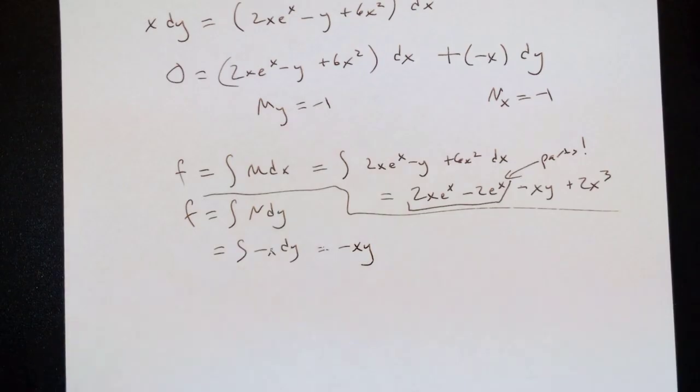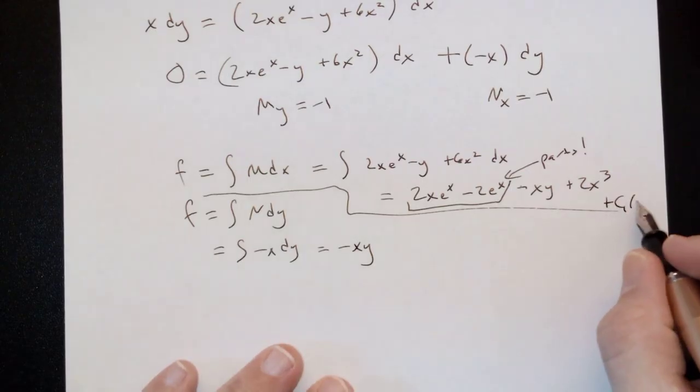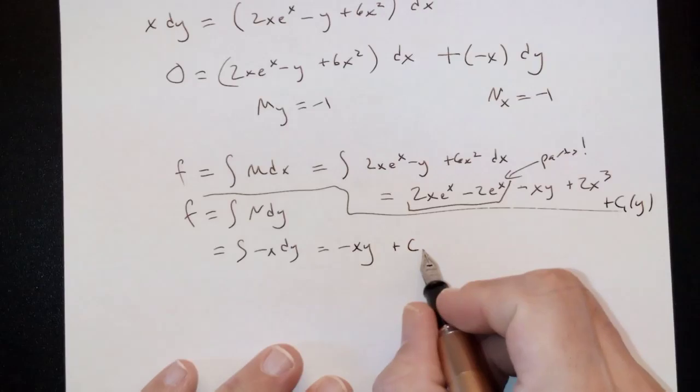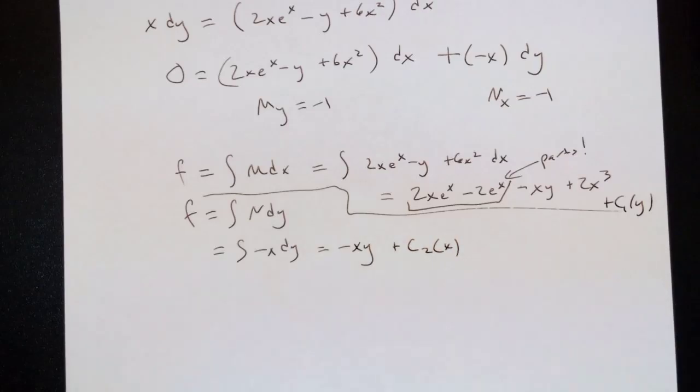Now I realized as I was writing down that second integral, I forgot something up here on this line, and I forgot it down here as well. What's missing? My plus c's. So up here, there should be a plus c1 of y, and down here, there should be a plus c2 of x. Does everything have a place to go or a match in the top and the bottom?